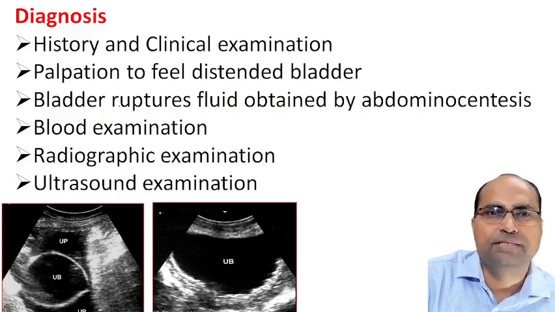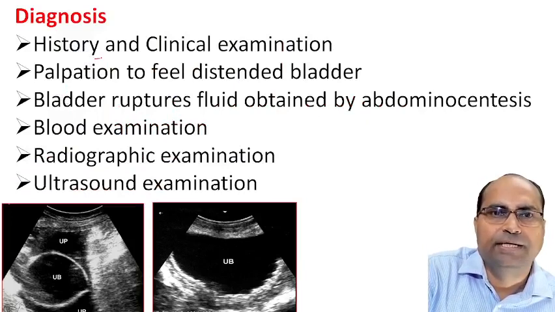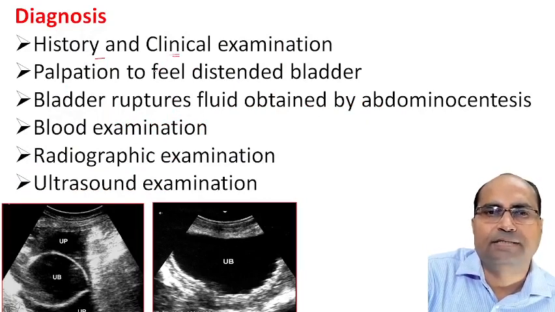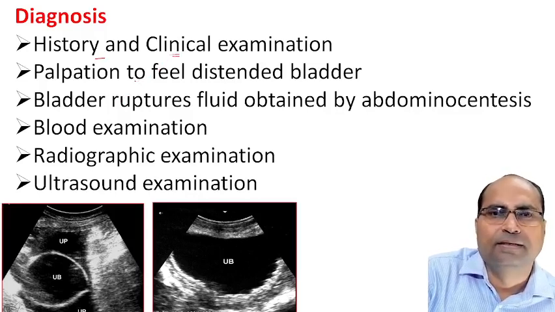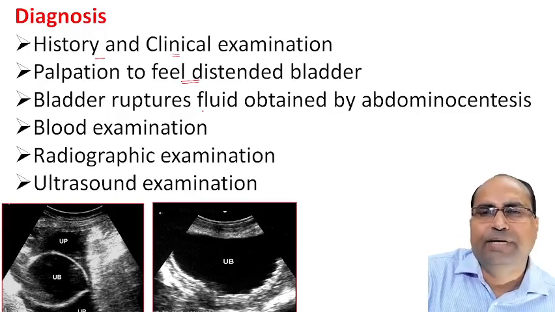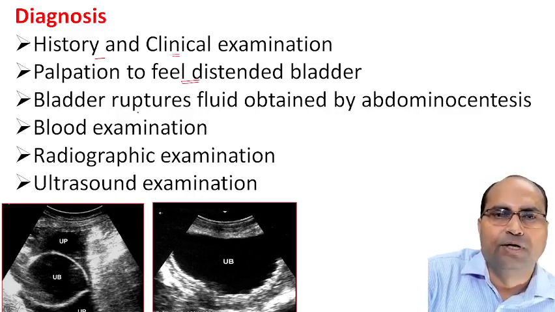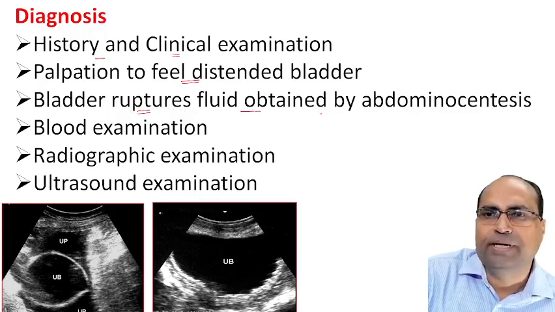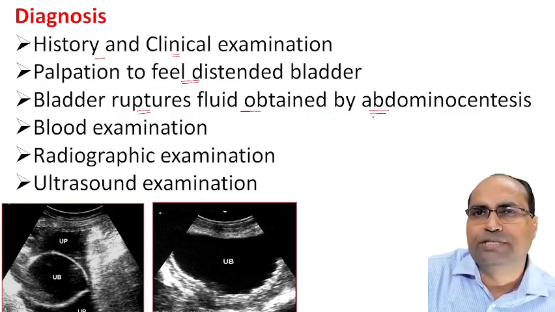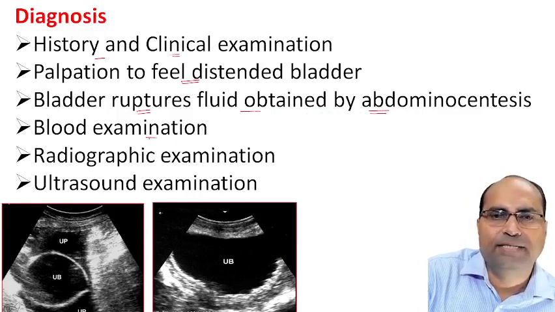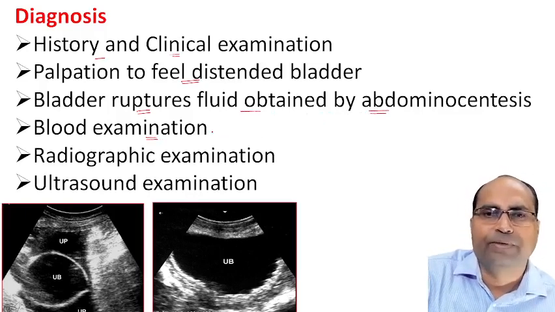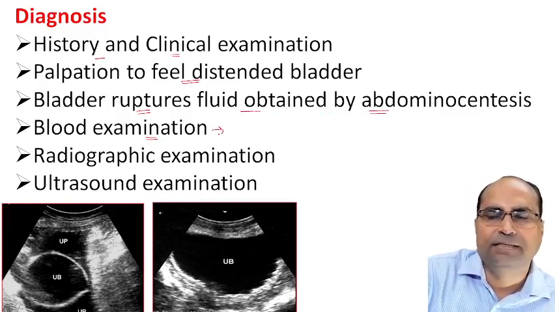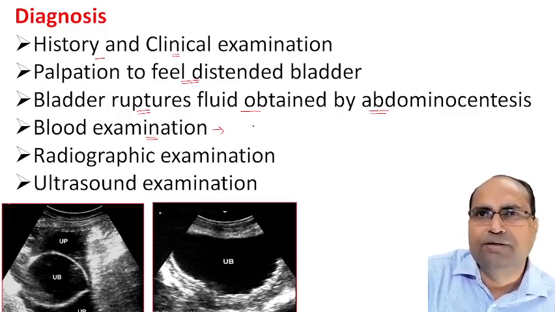Diagnosis. Diagnosis is based on the history and clinical examination. Palpation of the urinary bladder to feel the distended bladder or collapse. In case of the rupture of the urinary bladder, fluid is obtained by the abdominocentesis. Blood examinations are helpful. In case of the blood examination, there is an increase in blood urea nitrogen and serum creatinine level.